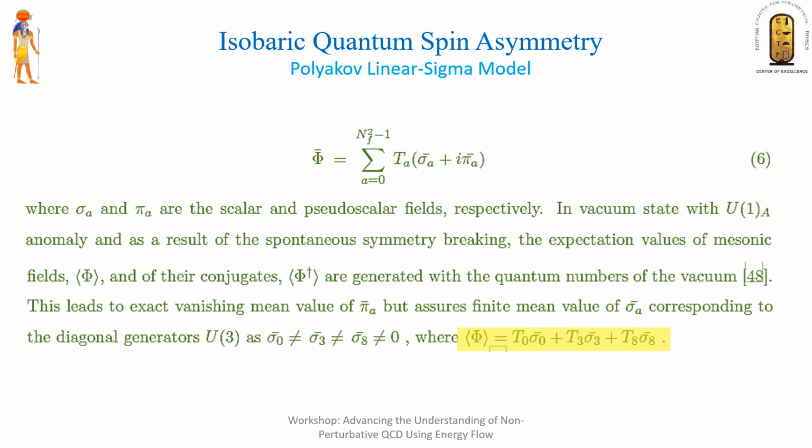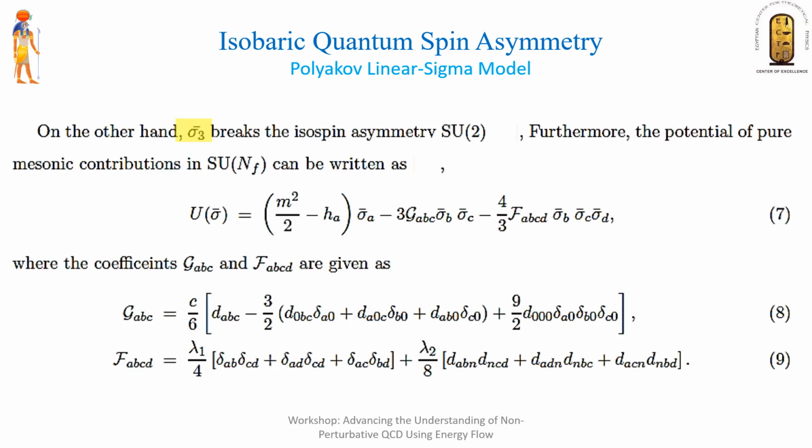At the end, we have the expectation value of this phi, which is given as T0 sigma 0 plus T3 sigma 3 plus T8 sigma 8, where sigma 3 is the operator which breaks the isospin symmetry in SU(3). Furthermore, the potential of the mesonic contribution in SU(N) can be given in this equation U of sigma, where the coefficients G and F are expressed in this very long expression.